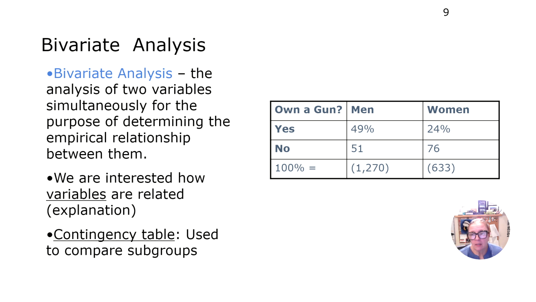Now, a bivariate analysis is where we look at two variables for the purpose of determining the relationship between them. Here we're looking at the relationship between gender and owning a gun, okay? This is the kind of table you've seen a million times in your life. It's called a crosstab or a contingency table. So if you see somebody talk about those, don't be like, what kind of table is that? You've seen these a million times, right? The first box is telling us 49% of men own a gun, 24% of women own a gun is in the second box. The third box says 51% of men do not own a gun and 76% of women do not own a gun.